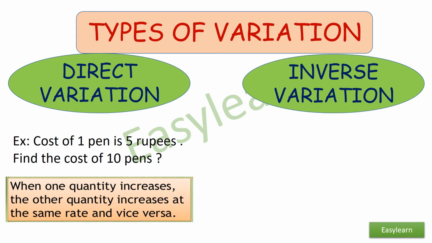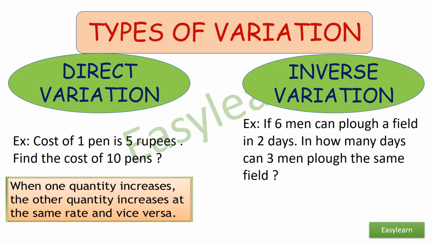Now let us understand what is inverse variation with the help of an example. If 6 men can plow a field in 2 days, in how many days can 3 men plow the same field? So if there are 6 men, they require 2 days. But if I reduce the number of men from 6 to 3, the days will increase. So what is happening? Number of men are decreasing, the days are increasing.